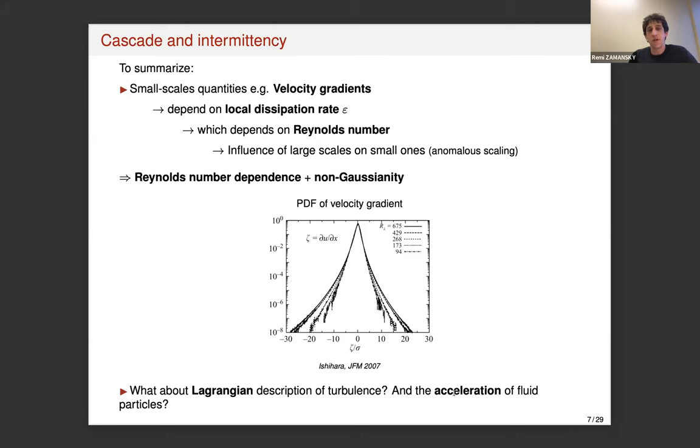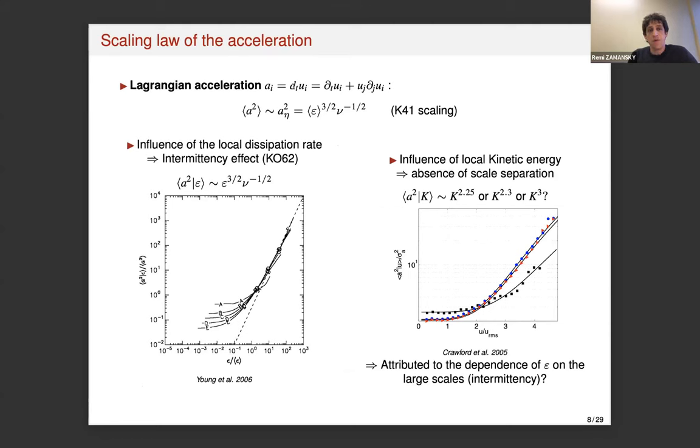In a sense, we expect that, as the acceleration is a derivative of the velocity along the path of the particle, we should have the same behavior. And indeed, the acceleration we're speaking about here is the material derivative, the total derivative of the flow. And from the basic scaling, we expect that the variance of the acceleration behaves according to the dissipative scale. So to connect with the intermittency, it has been reported that the square of the acceleration, averaged conditionally on the local value of the dissipation rate, presents some kind of power-law dependence, and that shows that indeed the acceleration depends on the local value of the dissipation rate.